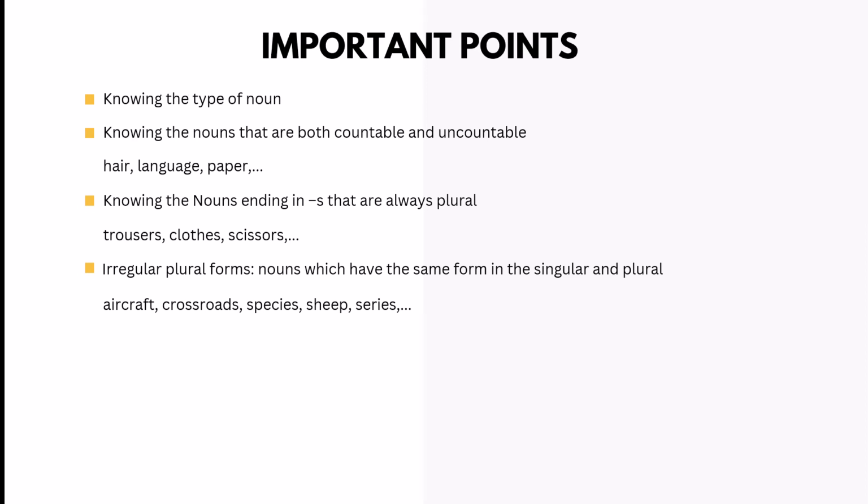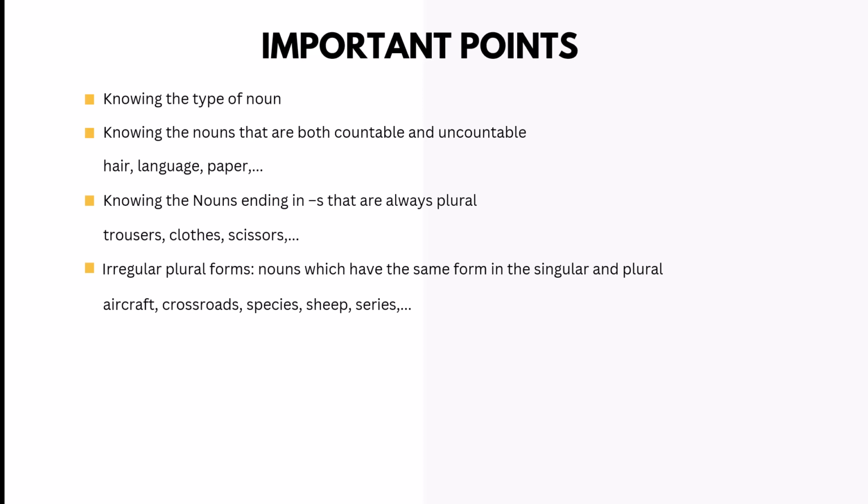And the last point is irregular plural forms. Nouns which have the same form in the singular and plural. For example, sheep. When we have one of them, we say one sheep or a sheep. When we have more than one, for example 4, we say 4 sheep. Sheep is both a singular form and a plural form.